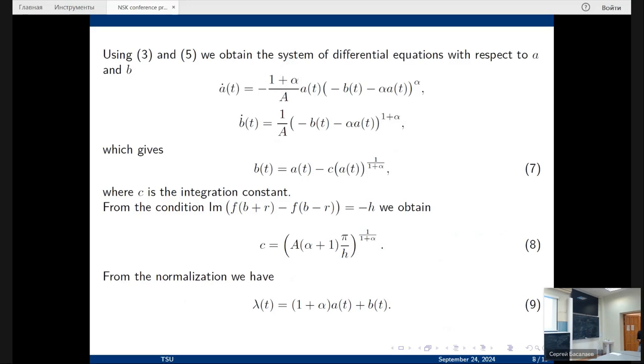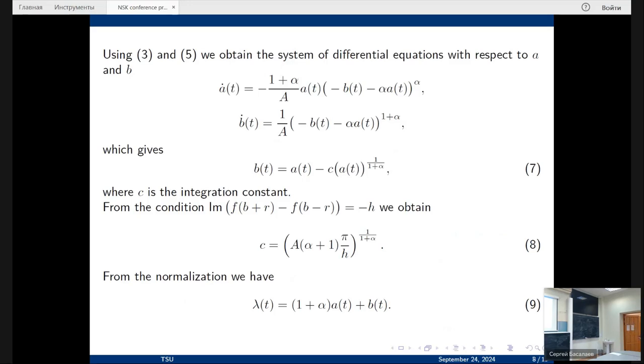Image fp plus r minus fp minus r equals minus h. After simplification, we can obtain that the constant c looks like equation number A. And we have lambda through A. From the normalization of the function, we can find that lambda is equal to 1 plus alpha A plus B. So we have now lambda through A and we have B through A.